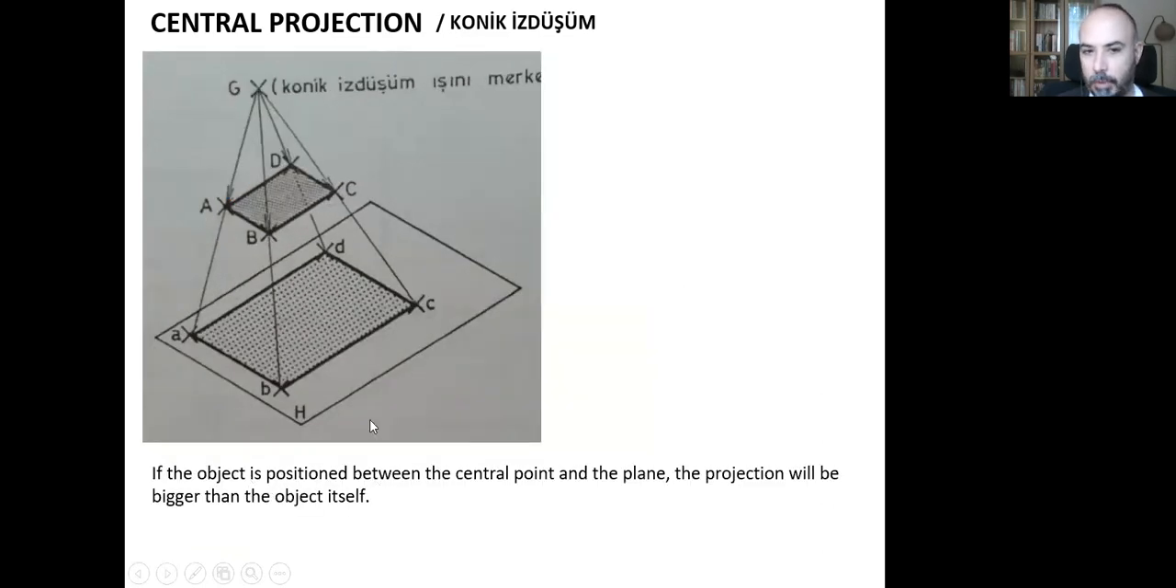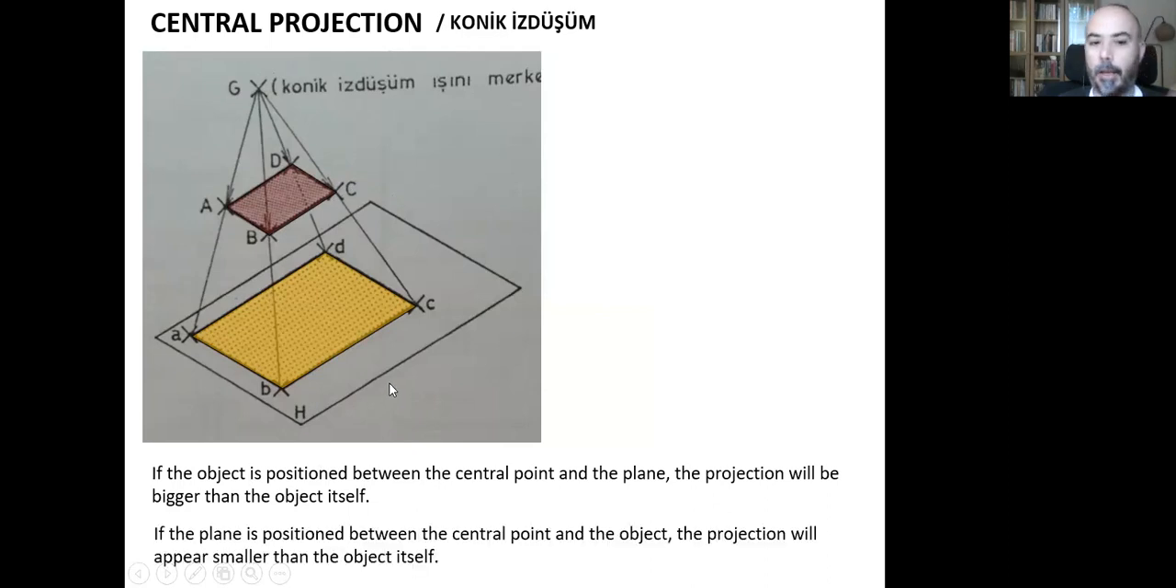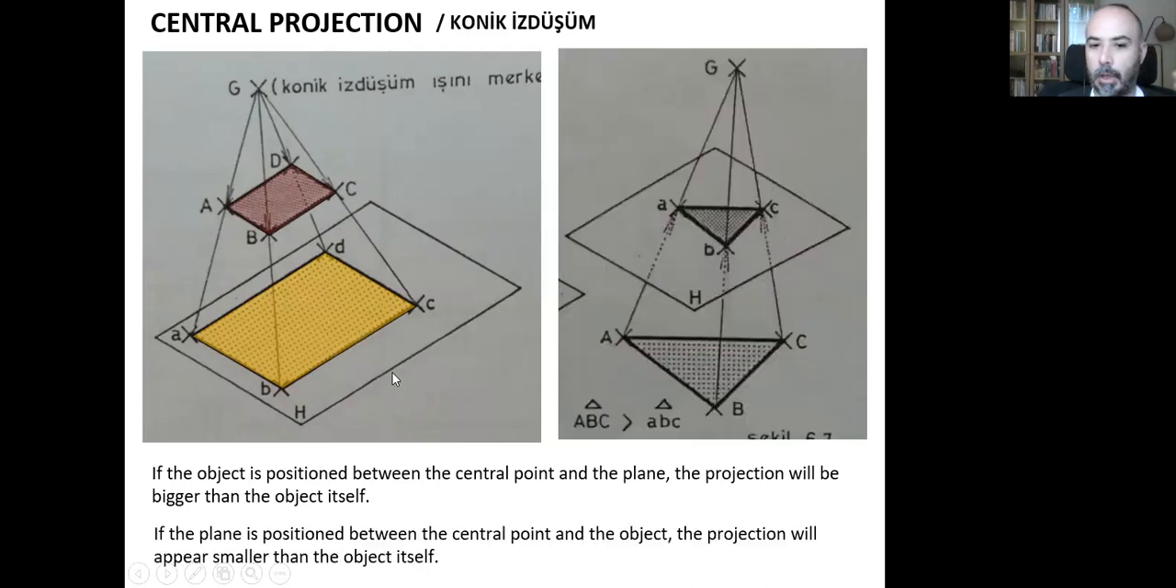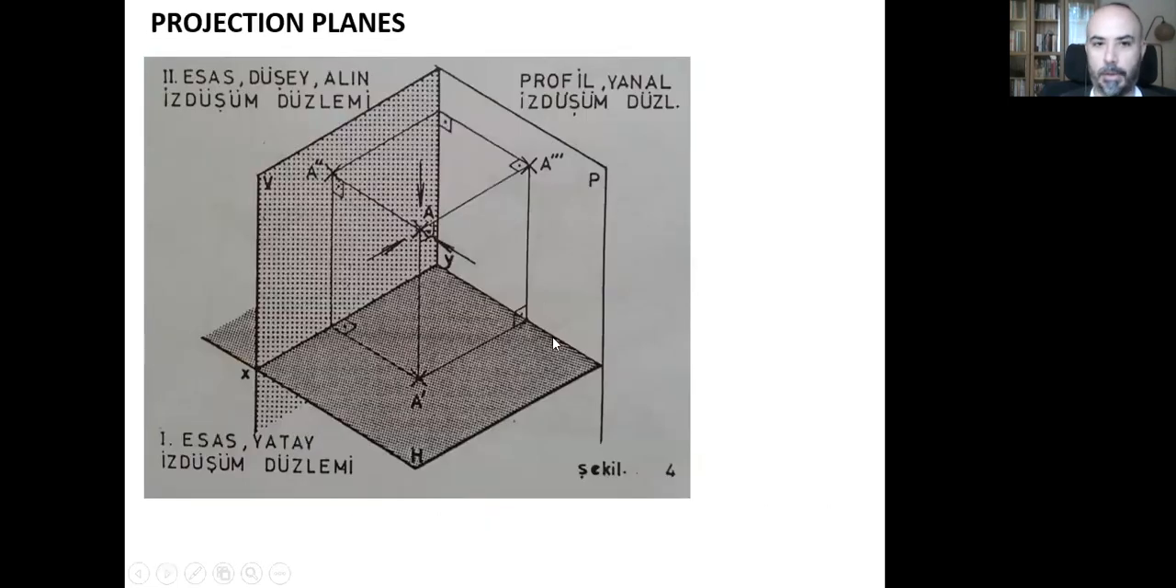If the object is positioned between the central point and the projection plane, the projection will be bigger than the object. If the plane is positioned between the object itself and the central point, then the image, the projection, will appear smaller than the object itself. That's the main reason why we prefer orthographic projection in technical drawings.